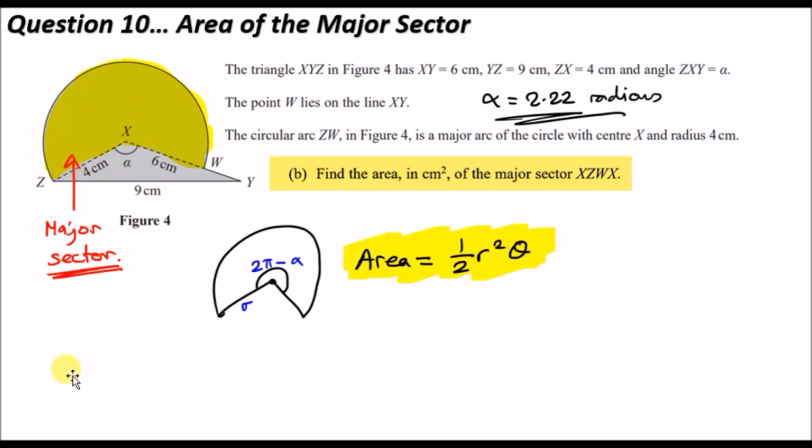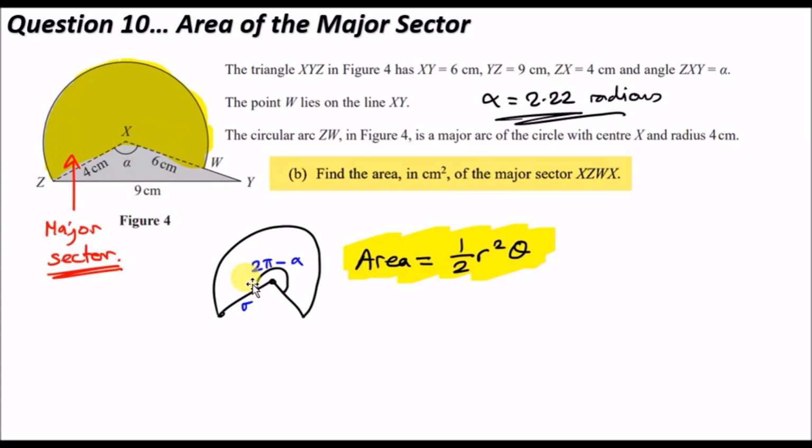Now recall that the angle around a point must add up to 360 degrees, or in this case 2 pi, because 2 pi is 360. So if you know alpha, this must be alpha short of 2 pi, so 2 pi minus alpha. So that's what I call it, 2 pi minus alpha. And the area of a sector is usually half r squared theta. So r is the radius, theta is just the angle you're working with.